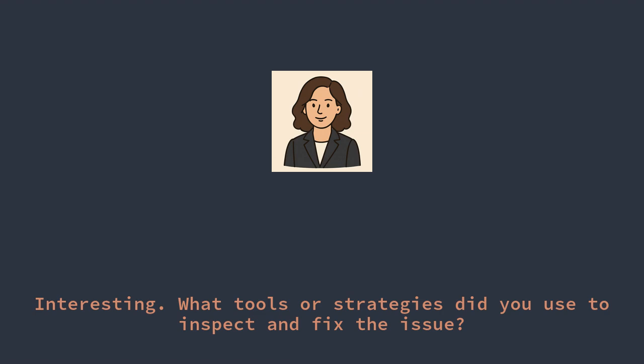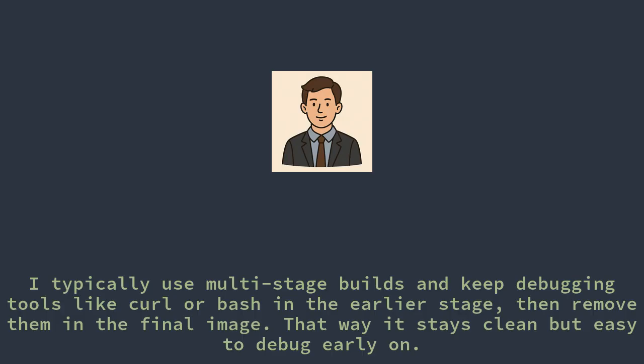Interesting. What tools or strategies did you use to inspect and fix the issue? I typically use multi-stage builds and keep debugging tools like curl or bash in the earlier stage, then remove them in the final image. That way it stays clean but easy to debug early on.